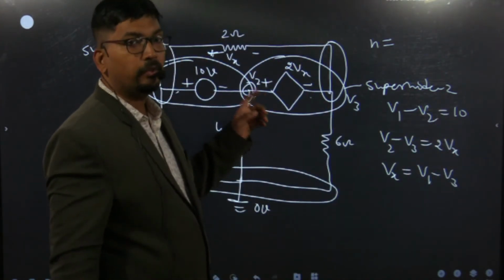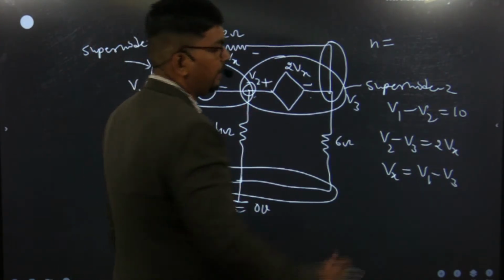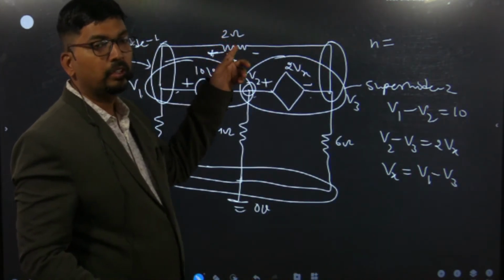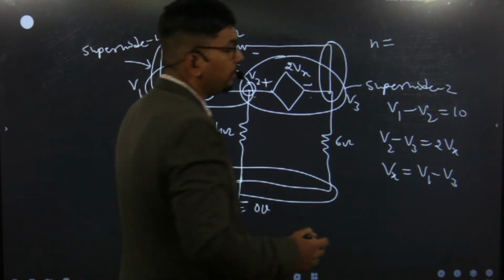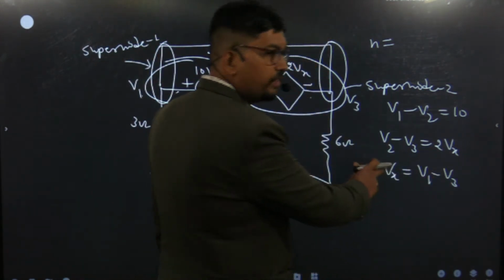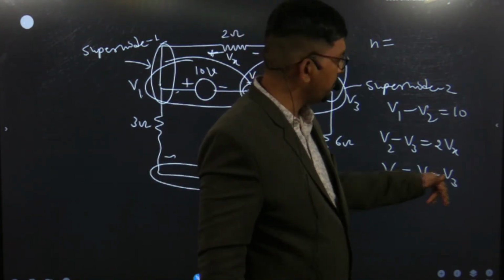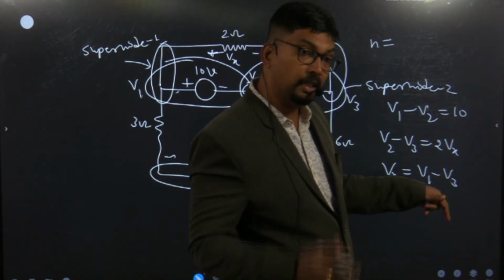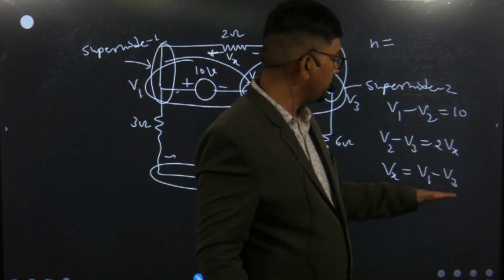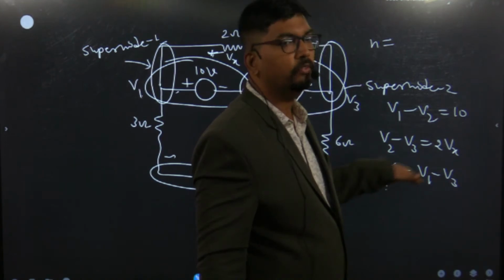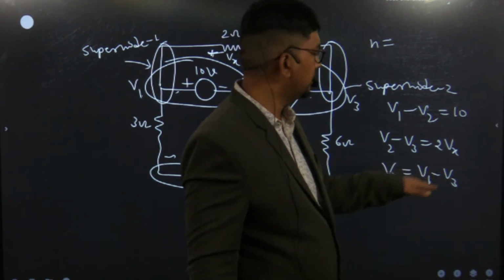Sometimes students make the mistake of taking V1 minus V2 and then dividing by 2. Now that becomes wrong. Why? Because we have to find Vx, which is a voltage, not a current. If you divide V1 minus V3 by 2, then it becomes a current, and Vx cannot be equal to a current, because Vx should be in terms of voltage, not in terms of current.